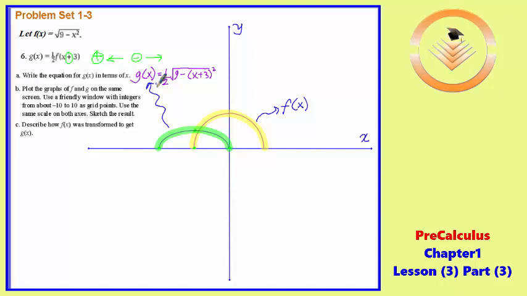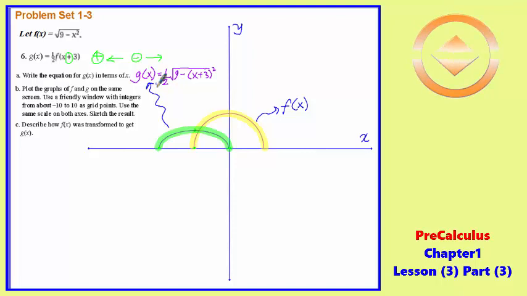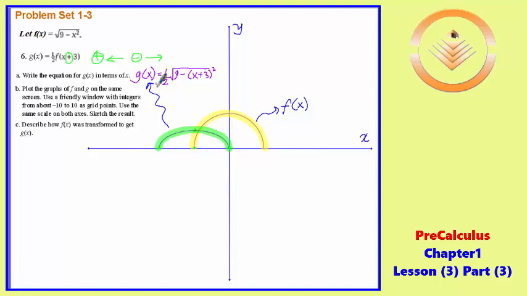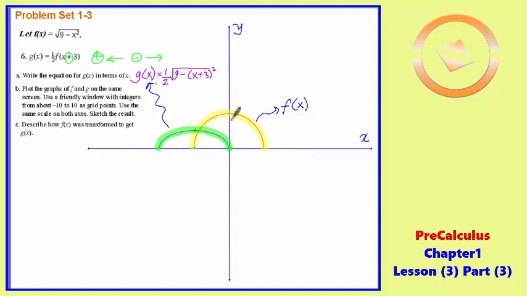Now describe how f of x was transformed to get g of x. What did we do to our f of x here? Basically, the first thing that we did is we reduced our original function f of x, our pre-image function f of x, to 50% of its original size. Why? Because it's reduced by a factor of 2. And that means a dilation. It was dilated by a factor of 50% or 1/2.